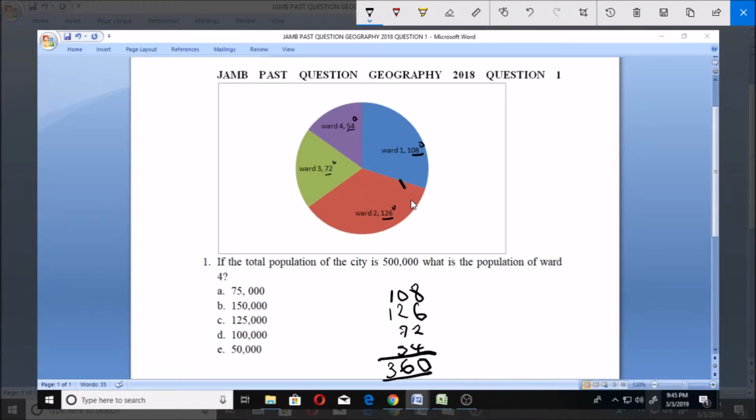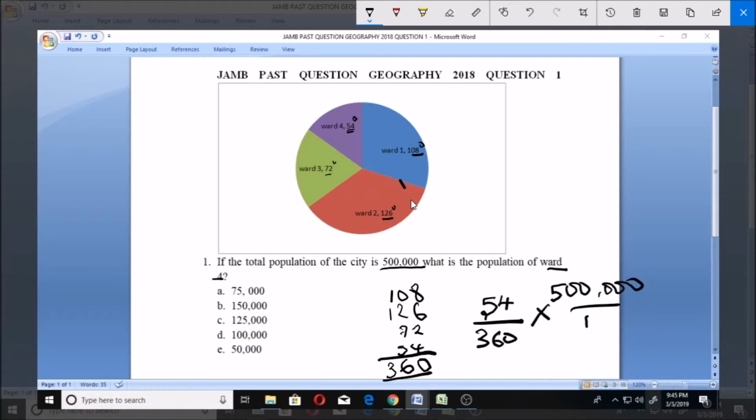Now, if you want to get the population of any of them, you just take the degree of that, or the angle it subtends. So let's say we are told to calculate the population of Ward 4. Check, Ward 4 here has how many degrees? 54 degrees. So pick out the degrees of the ward I want to calculate, 54, all over the summation of the degrees, which is 360. Then we'll multiply the division by the total population, which is 500,000. So anything we get is the answer.